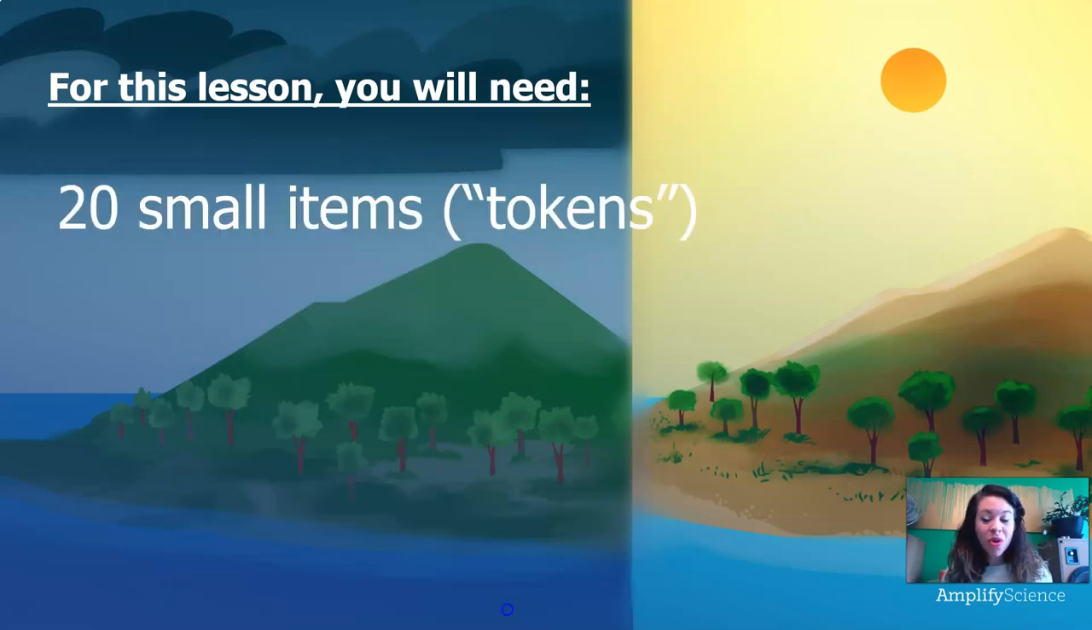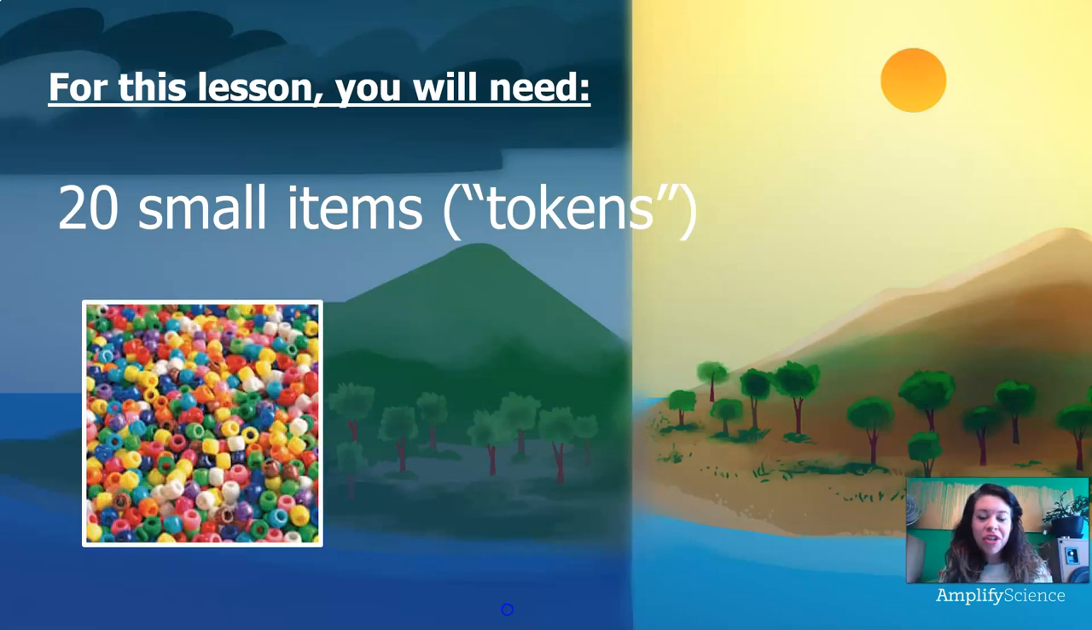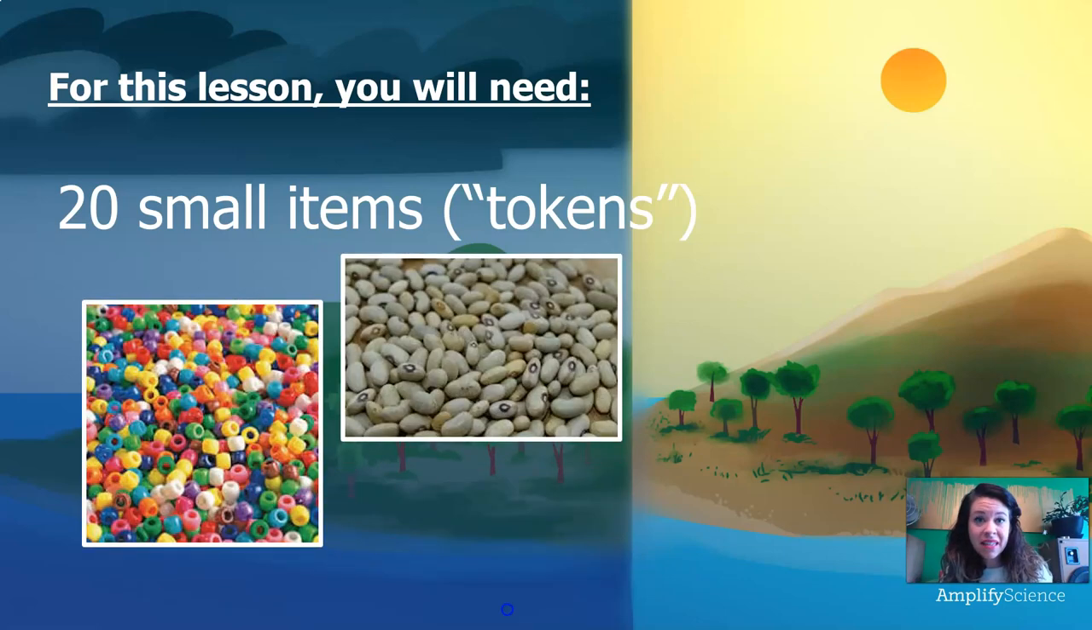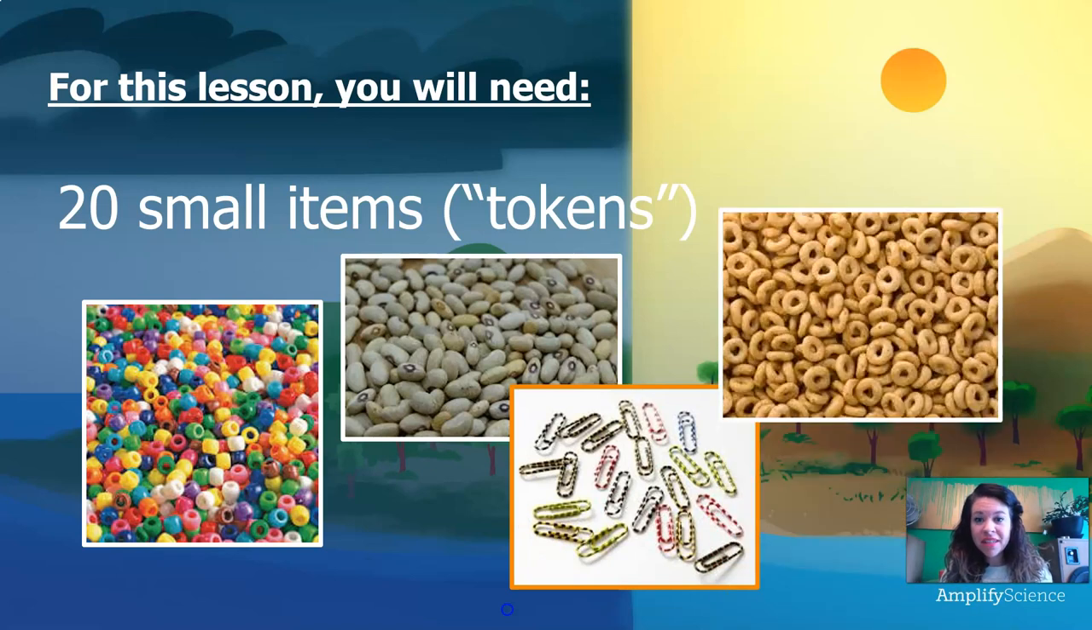For this lesson, you will also need 20 small items. The activity calls them tokens, but you can use anything you have laying around your house. You could use beads, beans, paper clips, or even pieces of cereal. Anything small enough that you can fit 20 of them onto the page. That's all you need. Other than that, just be ready to be curious and do some awesome science.